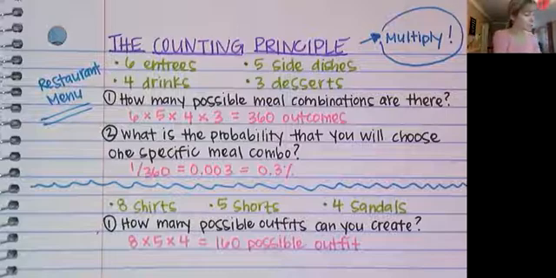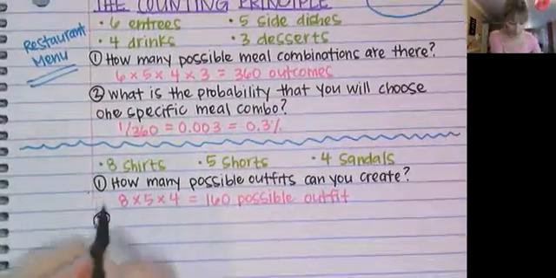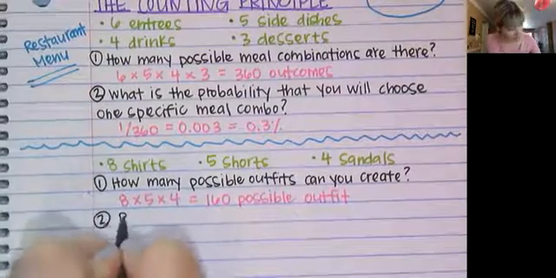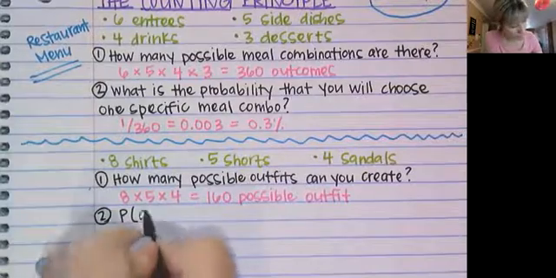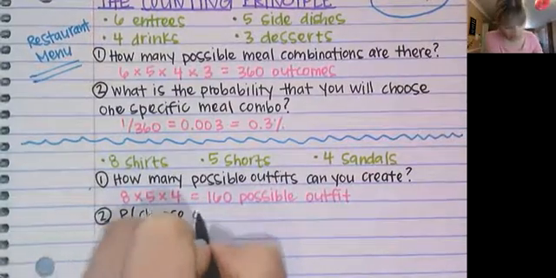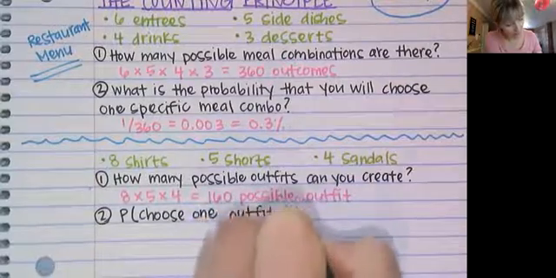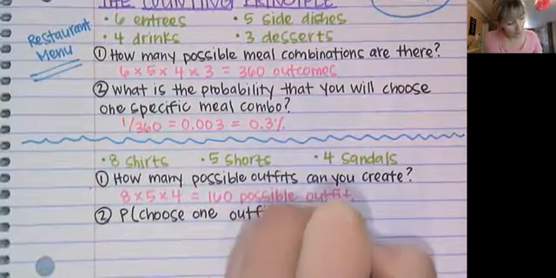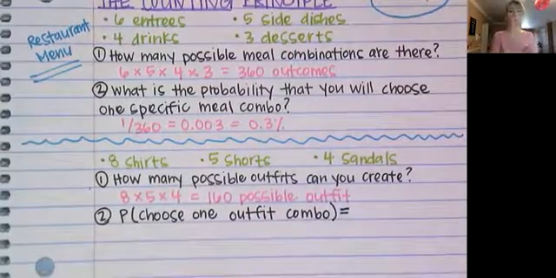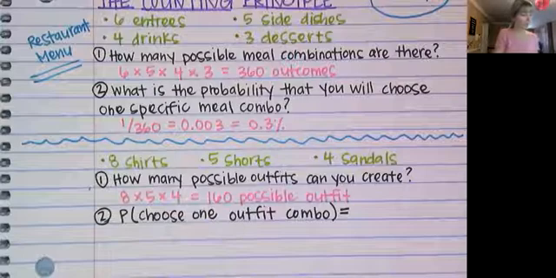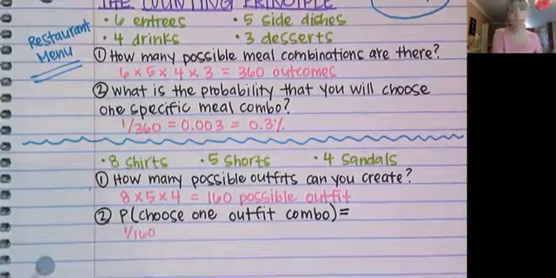And if I wanted to try and guess which specific combo you were going to put together, I would ask this. I'm going to put it this way with our probability notation. What is the probability that you will choose one specific outfit combination? Out of those options you have, what is the probability that I could guess the one that you're going to wear? Well, that probability would just be 1 out of 160.